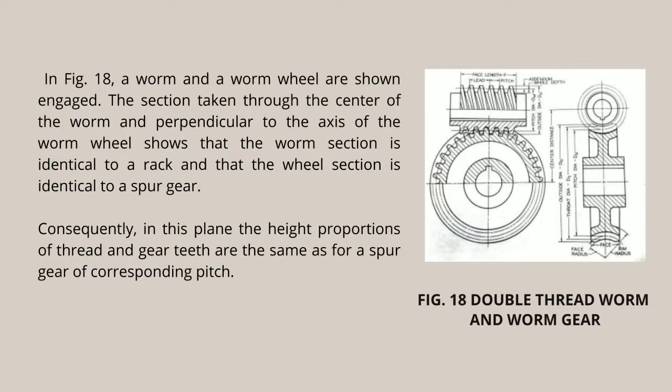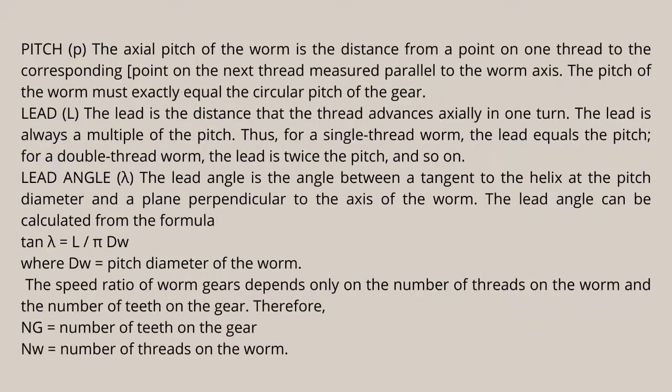Pitch. The actual pitch of the worm is the distance from a point on the thread to the corresponding point on the next thread, measured parallel to the worm axis. The pitch of the worm must exactly equal the circular pitch of the gear.